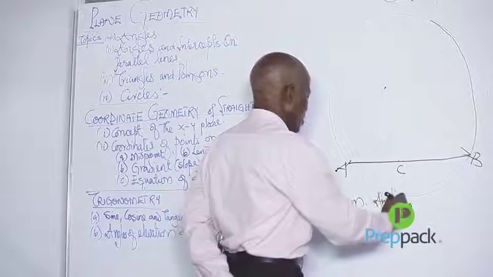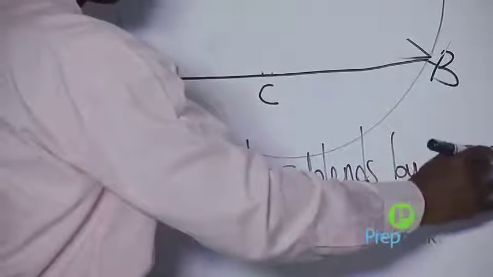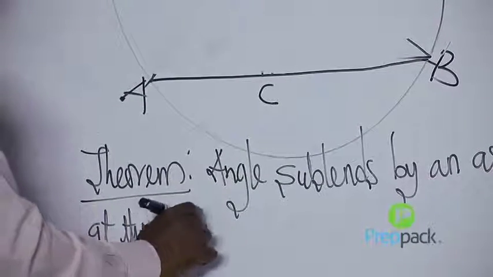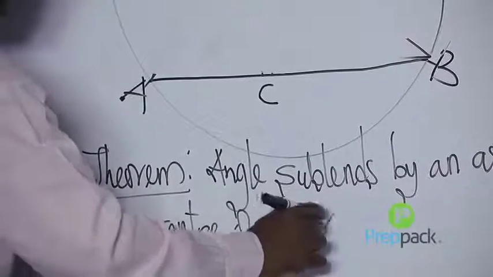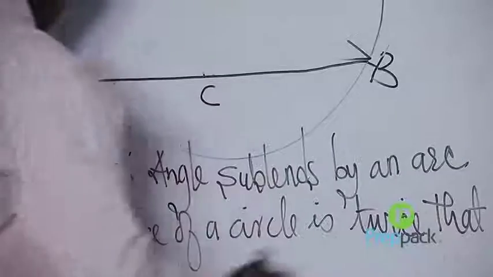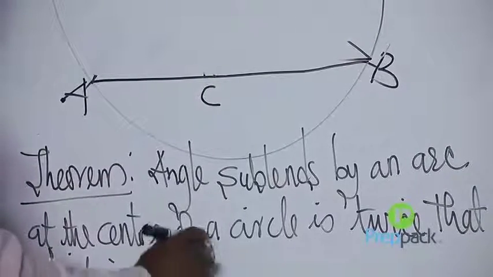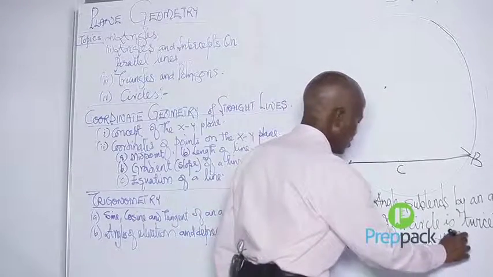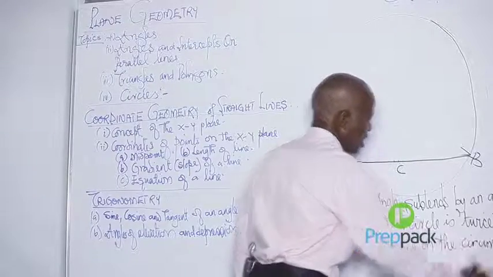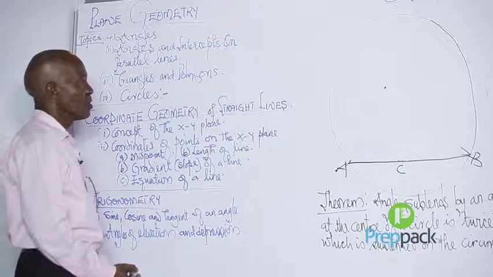angle subtended by an arc at the center of the circle, at the center of a circle, is twice that which is subtended at the circumference. That's what the theorem says. And so we go like this.